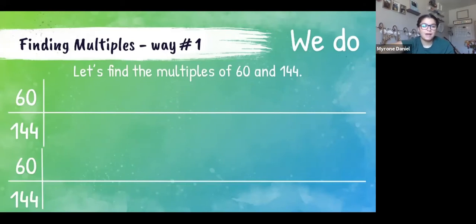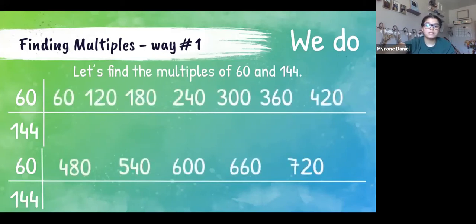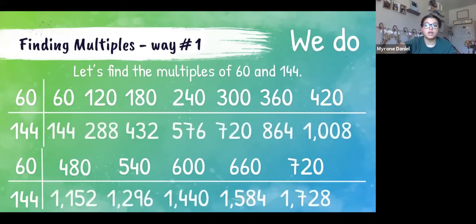Okay, welcome back. So now that you've found your multiples, I'm going to list them for you just to make sure that we have them right. And I want you to verify them on your paper and see if you got the same numbers that I did. So for 60, these are our multiples of 60. I went up to 720. And then our multiples of 144, I went up to 1,728.